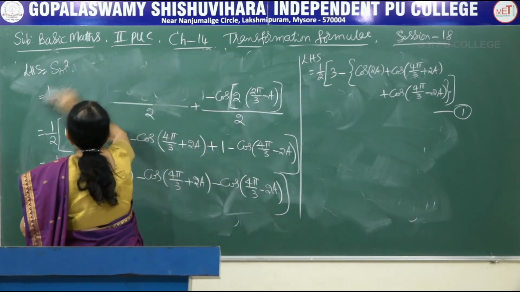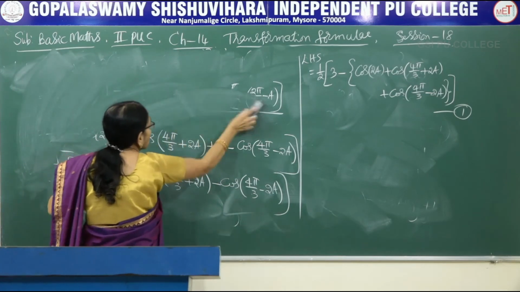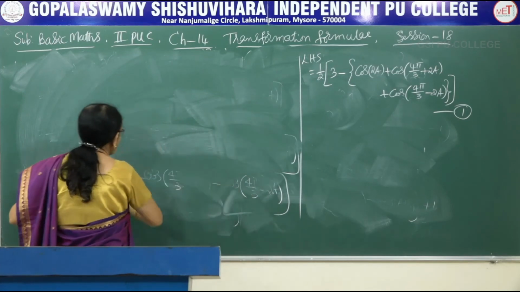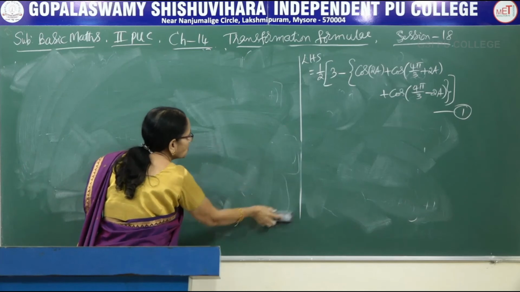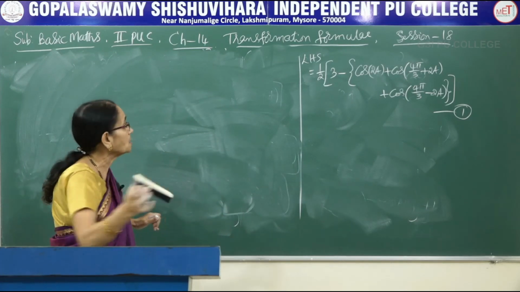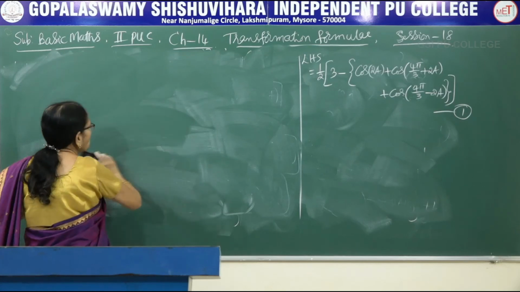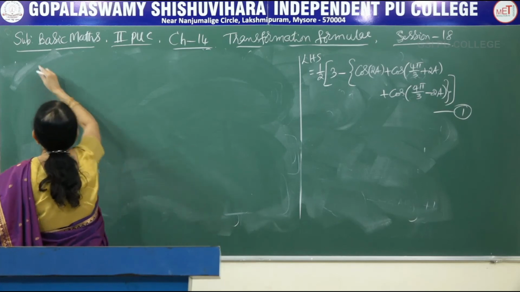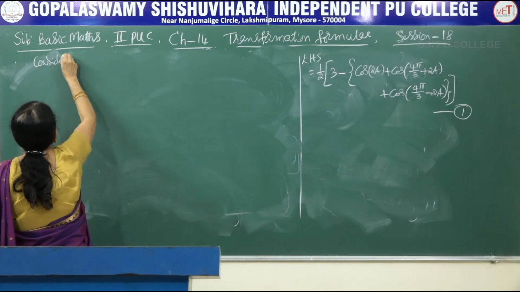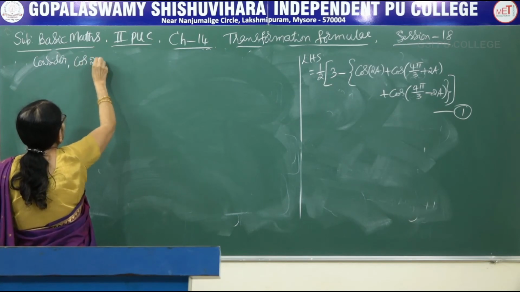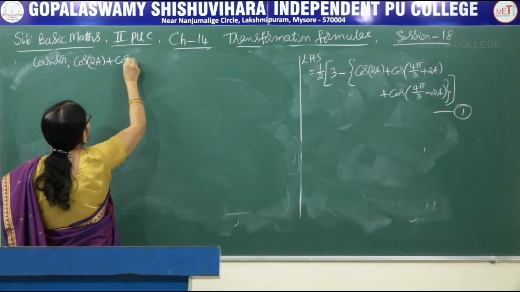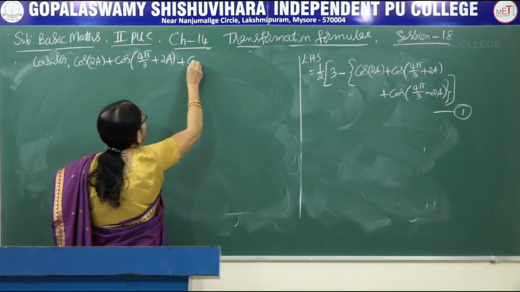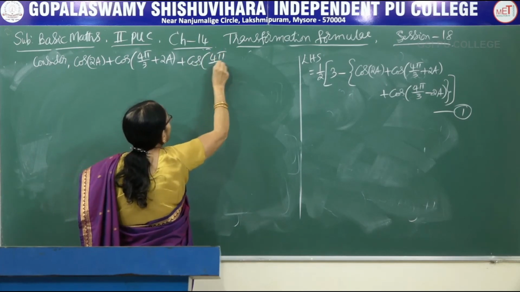So what I do is, I write consider. Don't write left hand side here. We are considering only a part of the left hand side. So you should not say that it is the left hand side here. So let me consider only that part which is inside the flower bracket. So start like this. Consider cos of 2a plus cos of 4 pi by 3 plus 2a plus cos of 4 pi by 3 minus 2a.